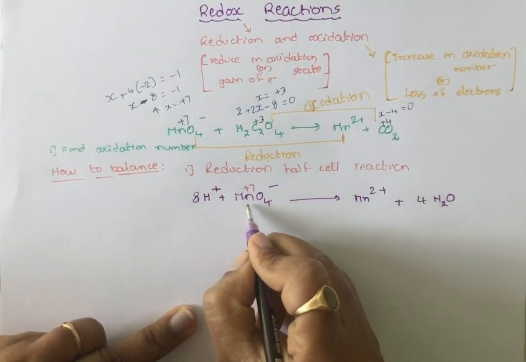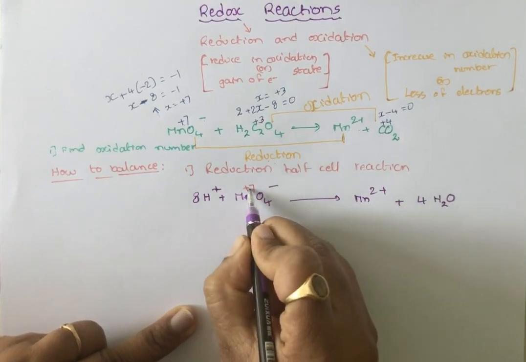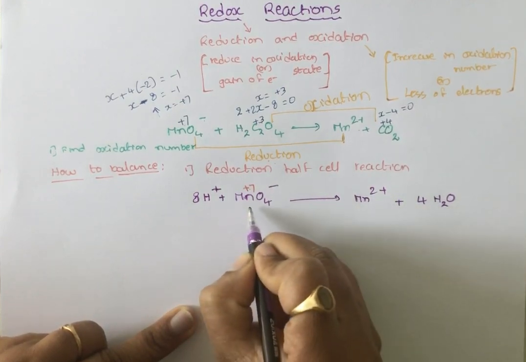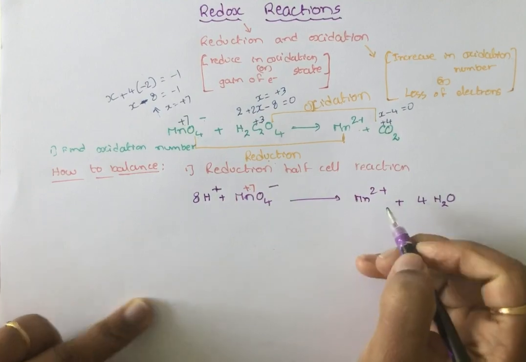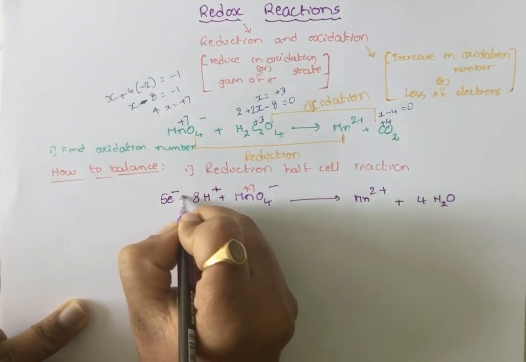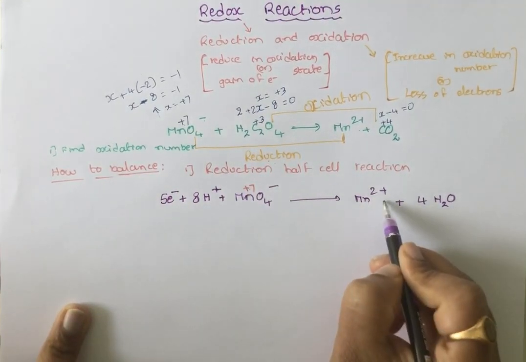So how many electrons is this permanganate gaining to convert into Mn2+? It is gaining 7 minus 2, so 7 minus 2 is 5. Who took those 5 electrons? Permanganate took those 5 electrons and converted into Mn2+. So you have to write those 5 electrons on the opposite side. When it gains 5 electrons, it converts into Mn2+.